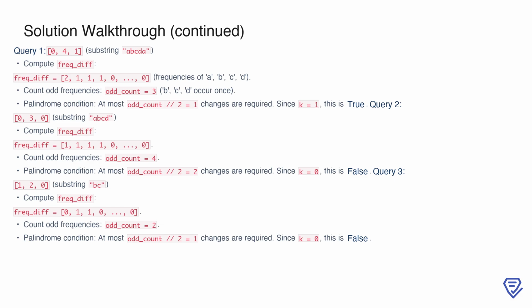The second query, 0, 3, 0, checks the substring ABCD with k equals 0. The frequencies are 1, 1, 1, 1, 0, all odd, leading to an odd_count of 4. This requires odd_count // 2 = 2 changes, exceeding the allowed k equals 0, so the result is false. The third query, 1, 2, 0, evaluates BC with frequencies 0, 1, 1, 0, 0, resulting in an odd_count of 2. With k equals 0, no changes are allowed, making this false as well.